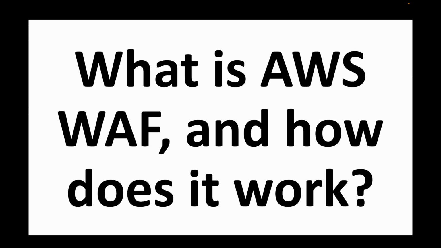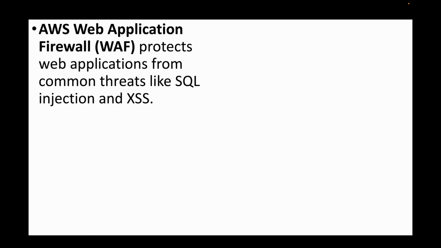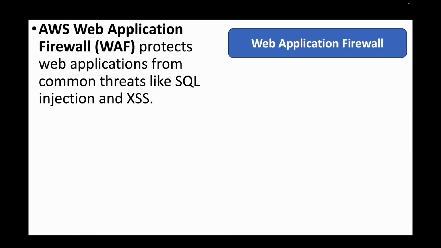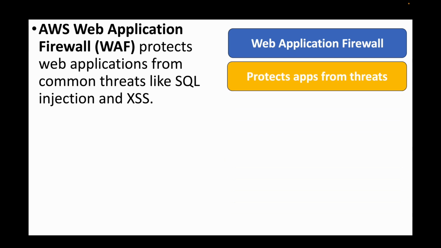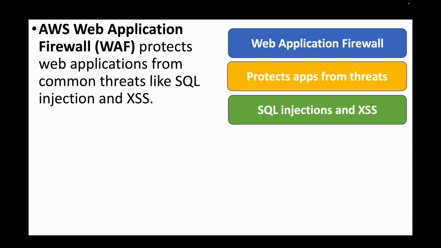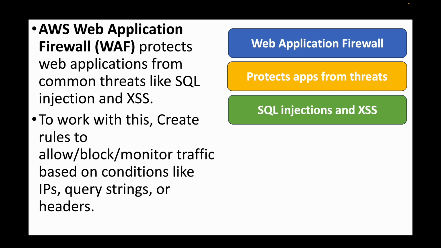The next question we have is, what is AWS WAF and how does it work? So WAF stands for Web Application Firewall, and this is also a security firewall that can be used to protect your web applications from common threats. Now these common threats can be your SQL injections, XSS. So if you want to protect your web applications, we can make use of your WAF for that.